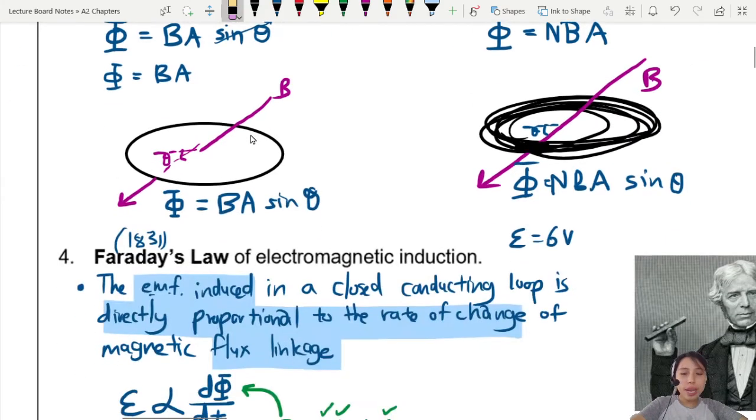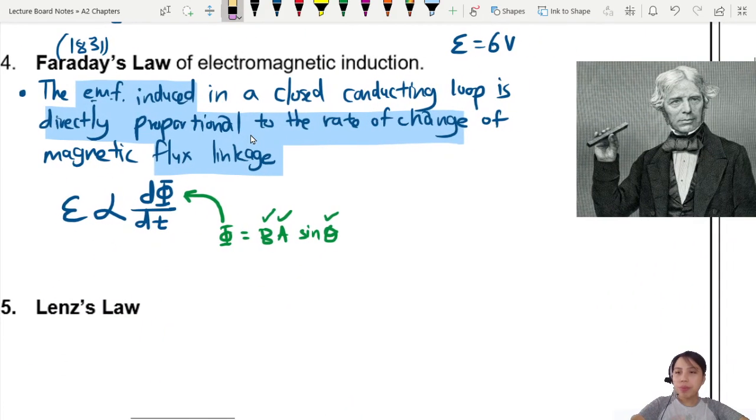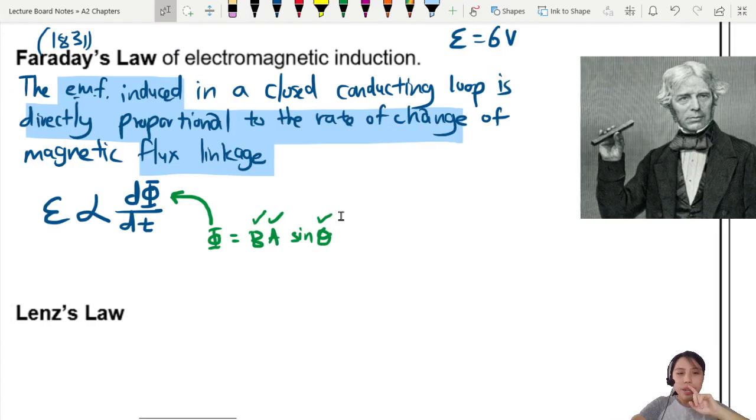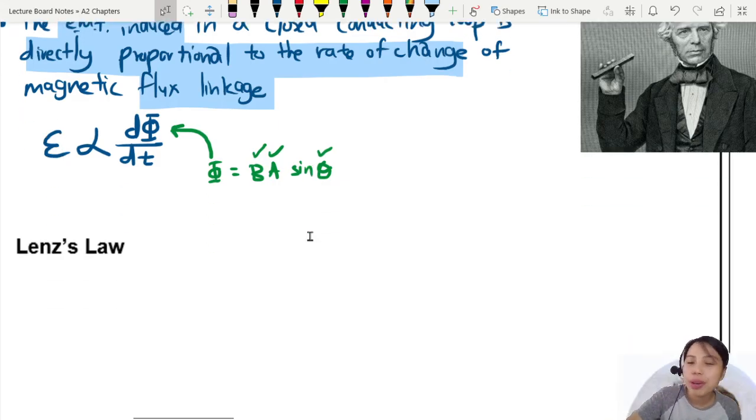Only when there's change. Okay, so we'll look at more examples after this. In fact, this is pretty much almost the theory of the whole chapter, but we will look at many case studies of how there are different ways you can change the flux through a certain loop and cause or induce an EMF. But before we go to examples, one final thing.